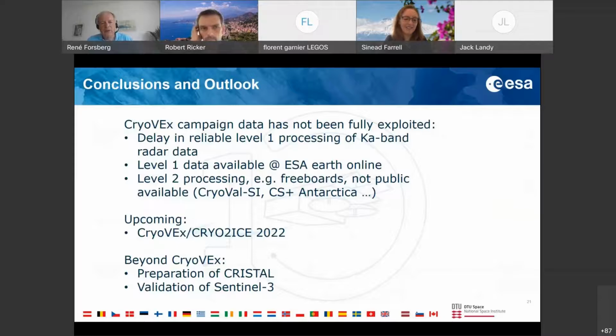Then we have the upcoming campaigns, which is the CryoVex CryoToIce campaign, March, April. And then beyond CryoVex, of course, CRISTAL is coming up. There's validation of Sentinel-3 and so on, possibly on the horizon.